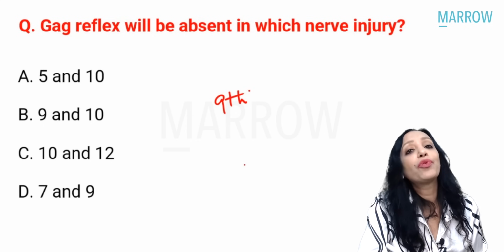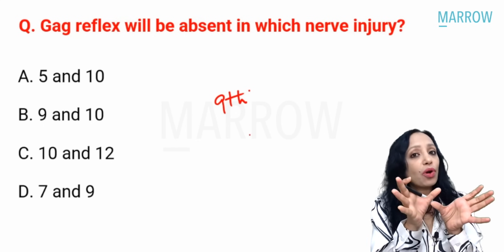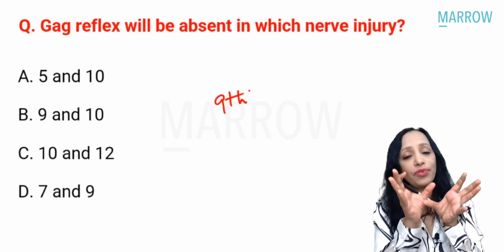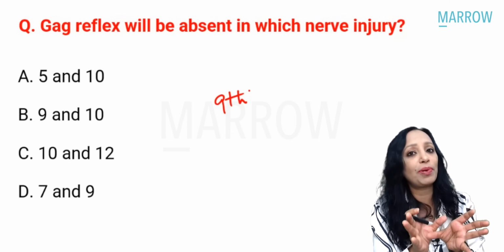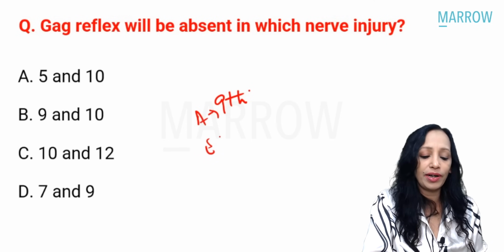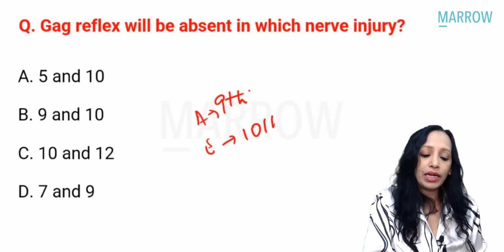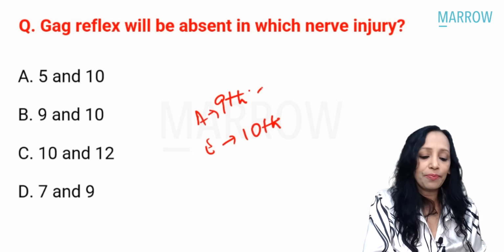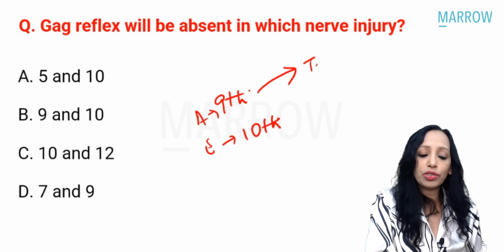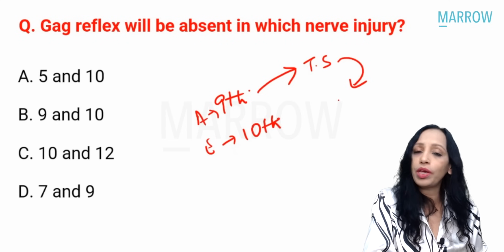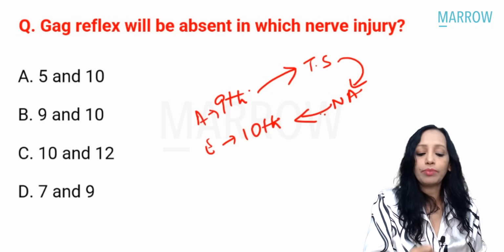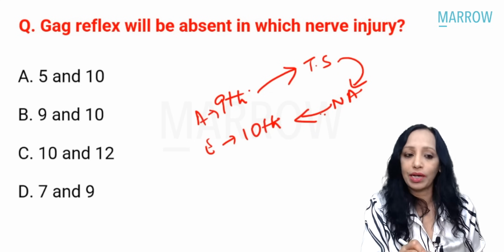And what is the efferent? Yes, the efferent is the contraction of the superior constrictor. That is the motor supply of the pharyngeal muscles, the pharyngeal plexus, the vagus. So the afferent is the ninth and the efferent is the 10th. And if we talk about the pathway, the ninth sends impulses to the nucleus of tractus solitarius, from where it goes to the nucleus ambiguus, and the efferent comes through the vagus to the superior constrictor.